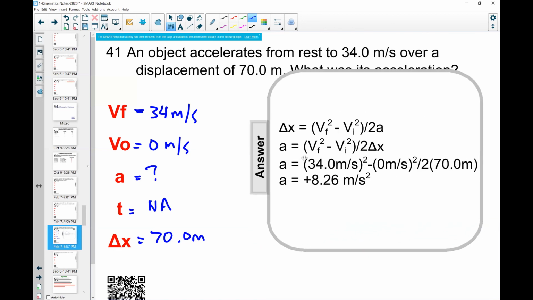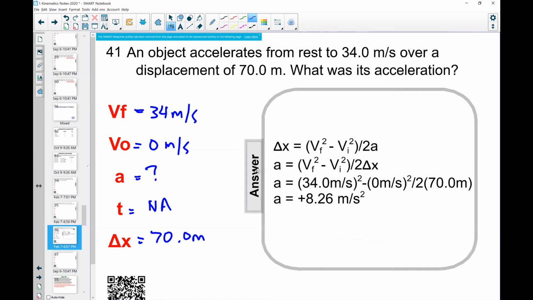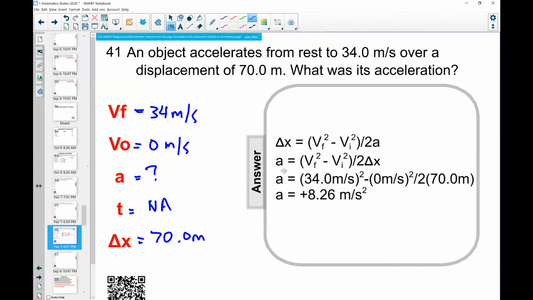I do need to eventually rewrite it, whether I rewrite it initially and then substitute, or substitute then do the algebra. But my final minus initial velocities would be the 34 squared minus the 0 squared. And then it looks like maybe a couple of you forgot the 2, or either multiplied or divided incorrectly with the 2, following through to figure out the acceleration. So the acceleration should be a positive 8.26 meters per second squared. Any questions about that example, or how to use some of these strategies that I've shared with you today?